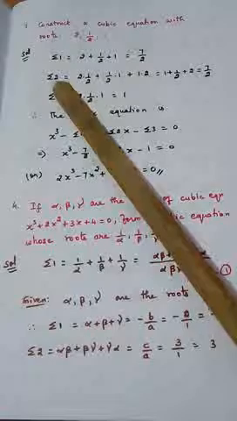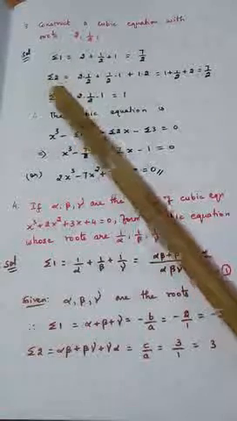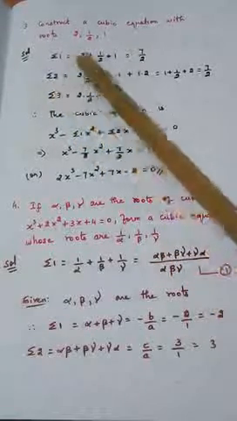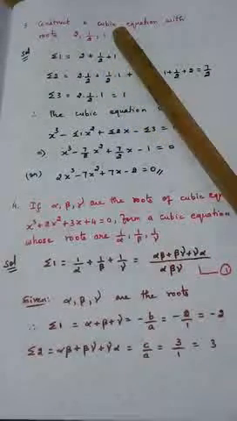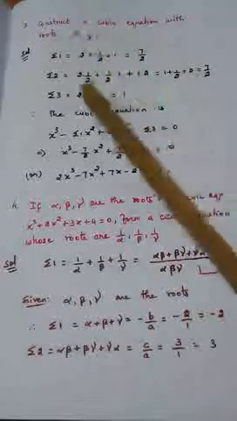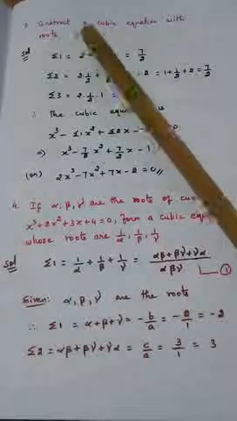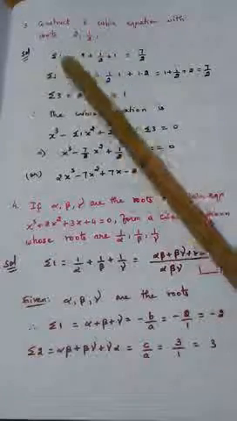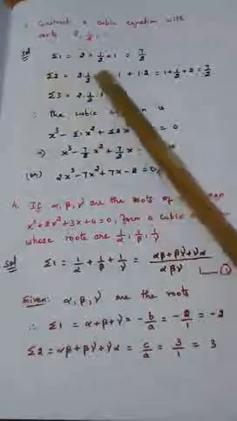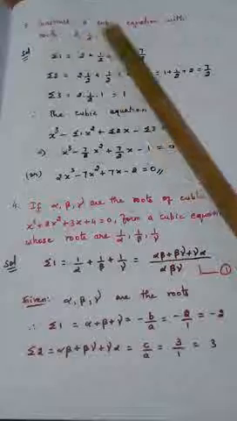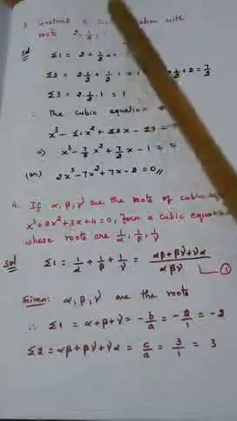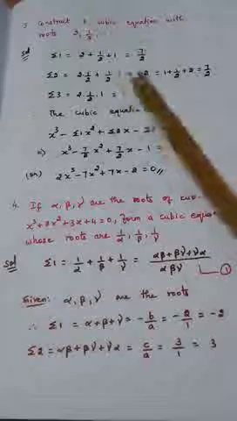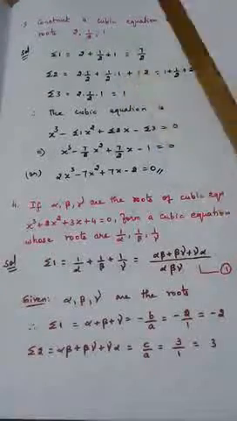Sigma 2, what is the meaning? Sigma 2 meaning is take 2 roots at a time. We have 3 roots, out of which take 2. 2 and 1 by 2 is taken first. So multiply those 2 roots, 2 into 1 by 2. Sigma means addition, plus take another 2, 1 by 2 into 1. Plus take another 2, 1 and 2, 1 into 2. Hope you will understand this.